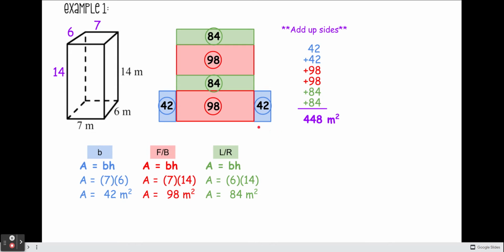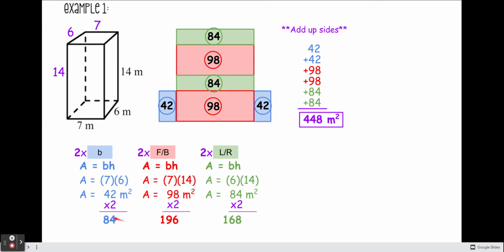That's all calculator work. Now, some of you would do it a different way. So we already have our answer, but if you wanted to do it a different way, sometimes people will multiply the base by 2 and the front and the back by 2 and the left and the right by 2. So once they find the 42, they multiply it by 2 and they get 84. So they add that step at the end. This is 98, and they multiply it by 2, which gets them 196. Then they find the left and the right, and they get 84. Then they multiply it by 2 to get 168. The reason they do that is because there are 2 of those sides, and it's the same size.